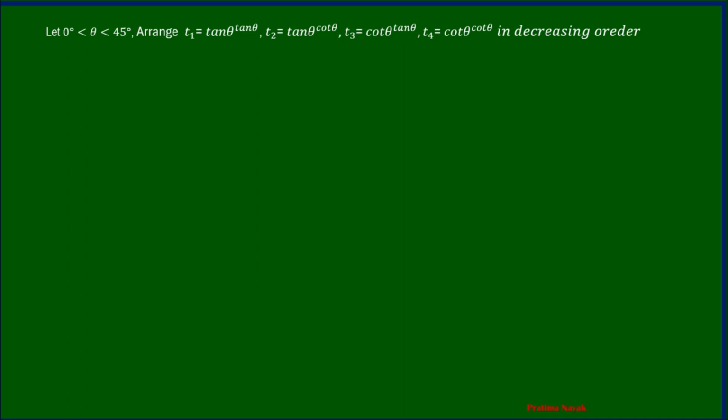Now theta is in between 0 to 45 degree. So we first will analyze what is the value of tan theta and cot theta in this interval. We know that the value of tan theta is always greater than 0 and less than 1 in this interval because tan 0 is 0, tan 45 is 1. So it increases from 0 to 1. But cot theta in this interval is always greater than 1. So cot theta is bigger than tan theta.